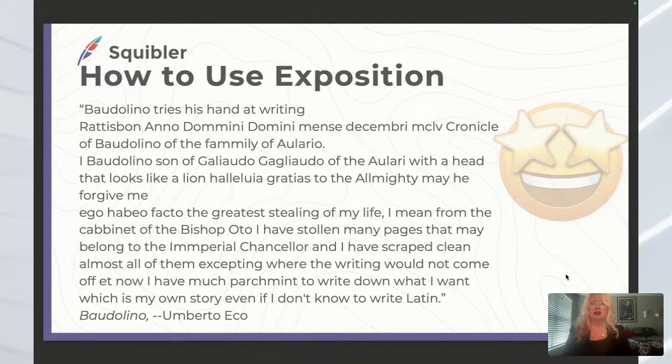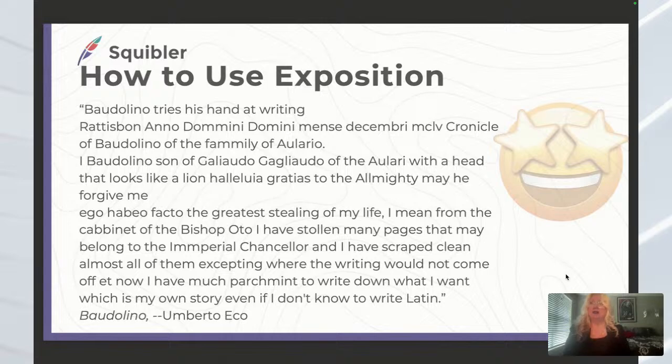It's not accurate. I, Baldolino, son of Giaglido of the Alluri, with the head that looks like a lion, alleluia, gratias to the Almighty, may he forgive me. Ego habeo facto, the greatest stealing of my life. I mean, from the cabinet of the Bishop Otto, I have stolen many pages that may belong to the imperial chancellor, and I have scraped clean almost all of them, excepting where the writing would not come off. And now I have much parchment to write down what I want, which is my own story, even if I don't know how to write Latin.